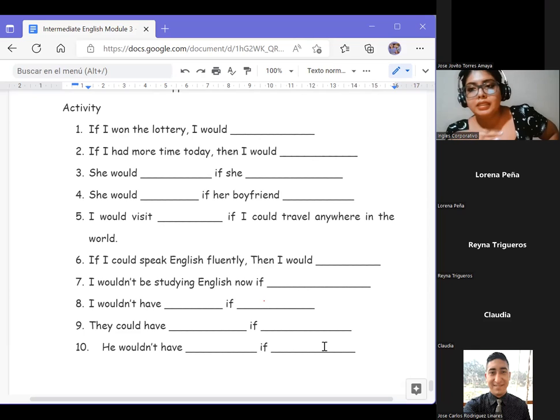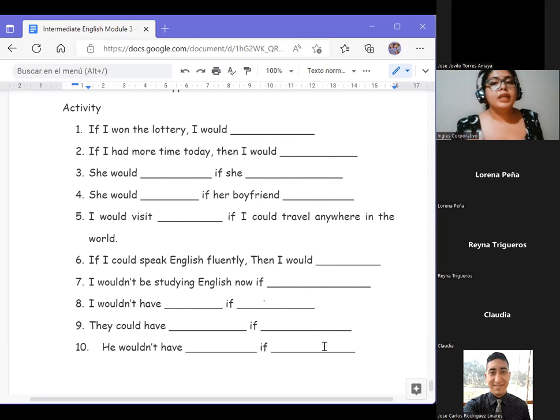Then the number three, this is more incomplete. She will if her boyfriend. I will visit, and this one is the most complete sentence. I will visit if I could travel anywhere in the world. Number six: If I could speak English fluently, then I will. Number seven: I wouldn't be studying English now if I will have, if they could have, and he wouldn't have.